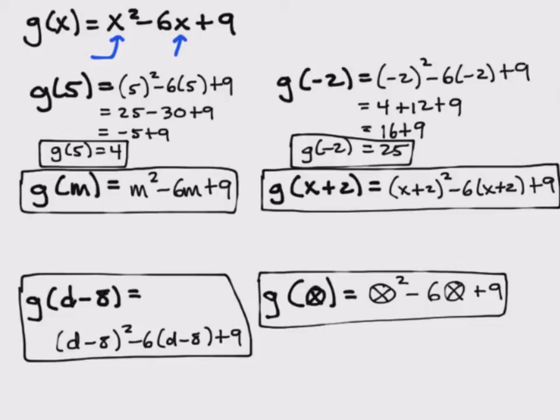Alright, as we said before, in only the first 2 examples could we actually come up with a numeric output. For the remaining 4, we had to leave our outputs in symbolic or variable form. Alright, one more practice problem.